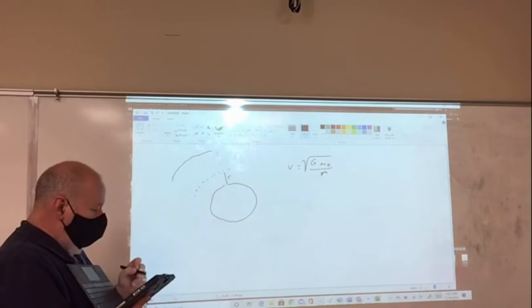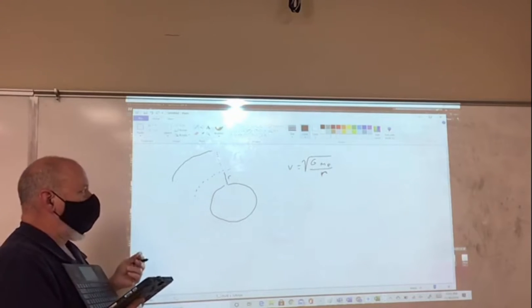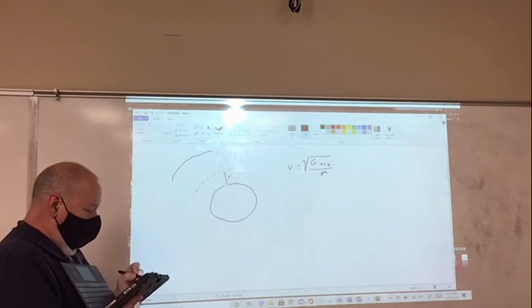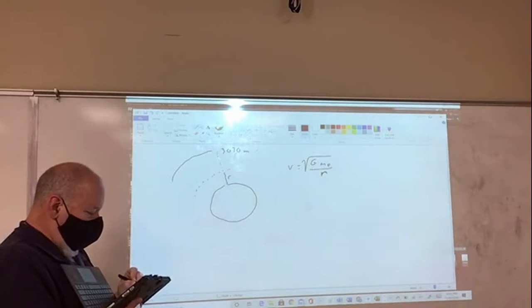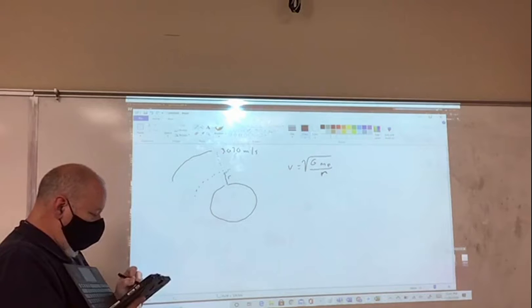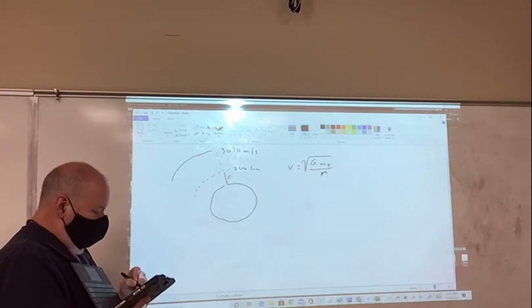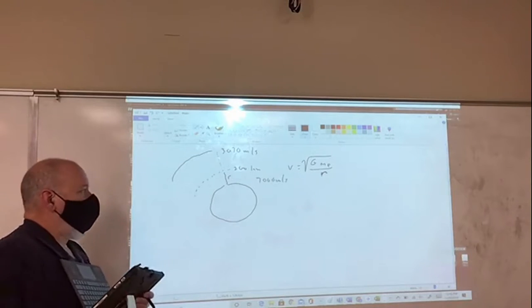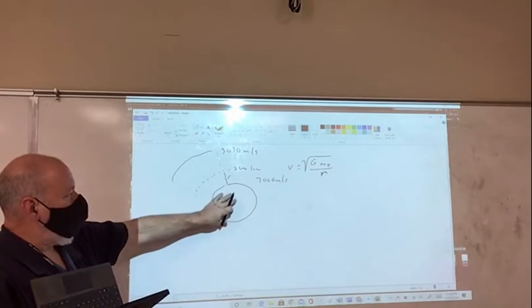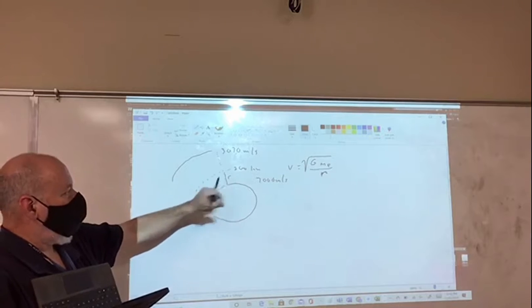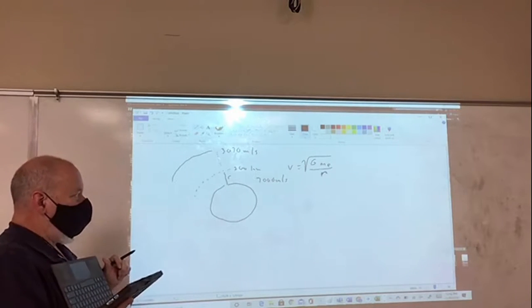Okay, and so we looked at what was required for a geosynchronous orbit, and I think it ended up being 3,070 meters per second. And then we looked at an orbit that was 200 kilometers above the surface of the Earth, which was going to be somewhere in the range of 7,000 meters per second. So it's going to require a greater velocity closer to the Earth to stay in orbit because the pull of the Earth is stronger at that point.